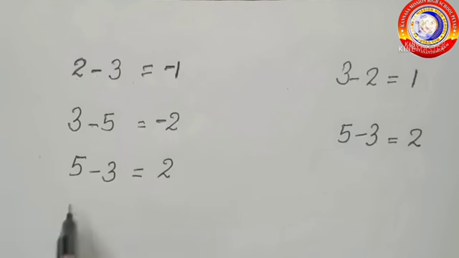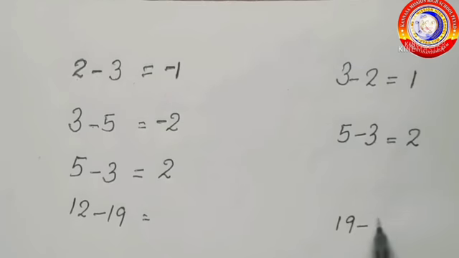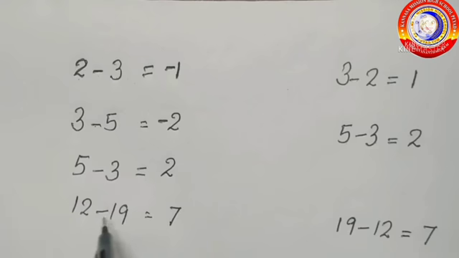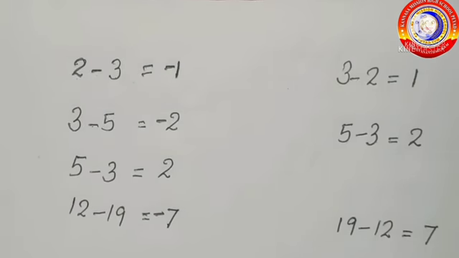Next question, 12 minus 19. We have to subtract 12 from 19. That is 19 minus 12, which is equal to 7. Then we put the sign of the larger number, so minus. 12 minus 19 is equal to minus 7.